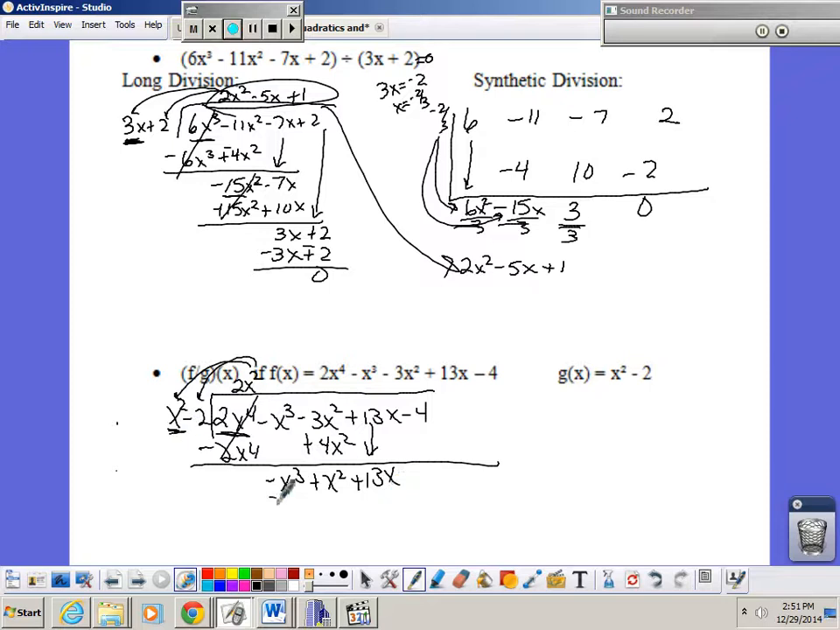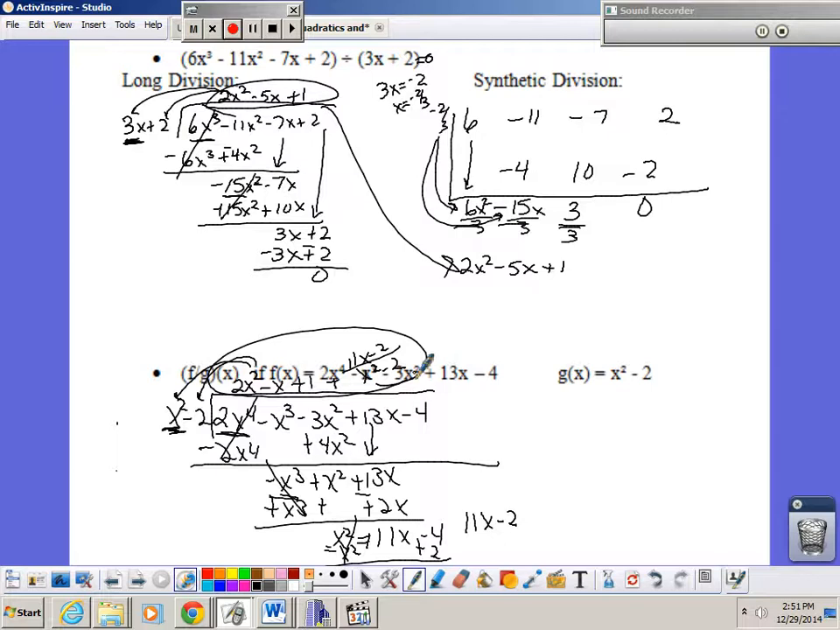So I need to make this look like this. So it's negative x cubed plus 2 plus 2x. Change the sign, gone. x squared plus 11x minus 4. Make this look like this, so plus 1. So x squared minus 2. Change the sign. Gives me 11x minus 2, plus 11x minus 2 over x squared minus 2.